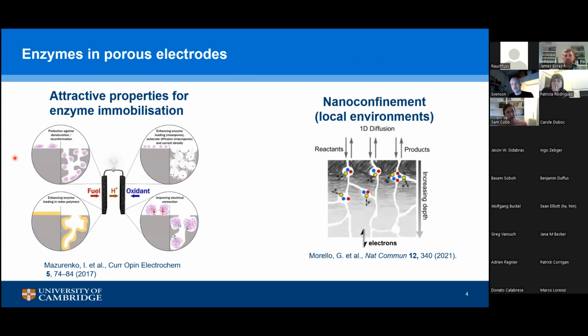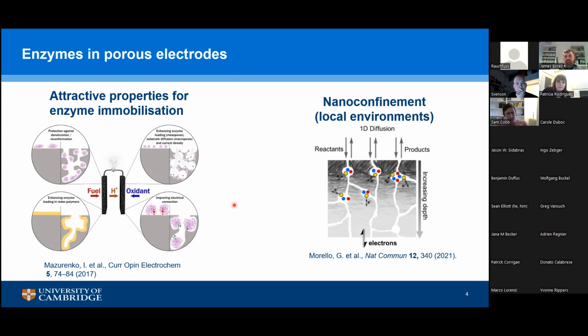And in the spirit of making more fuel, there's been a lot of interest in the last 10, 15 years in particular in immobilizing enzymes in porous electrodes. And there have been some great reviews on this, so I won't go into too much detail. But when you put an enzyme into a porous electrode, there are a huge amount of advantages that are claimed to occur because of that.